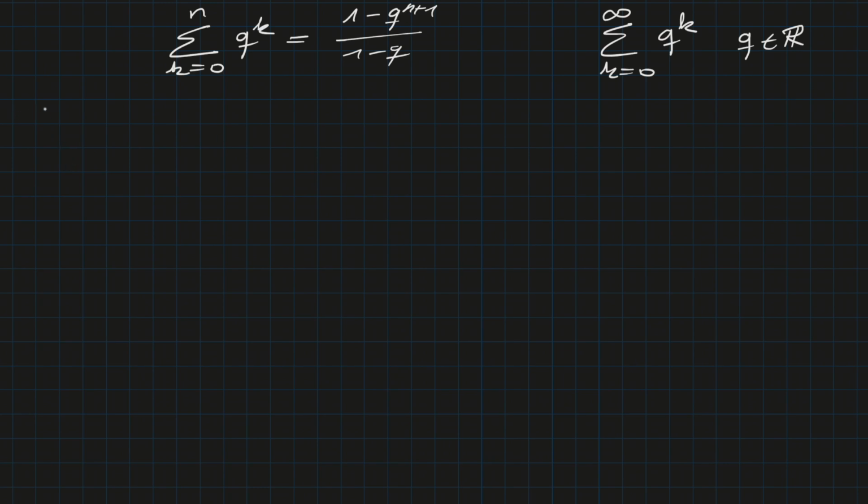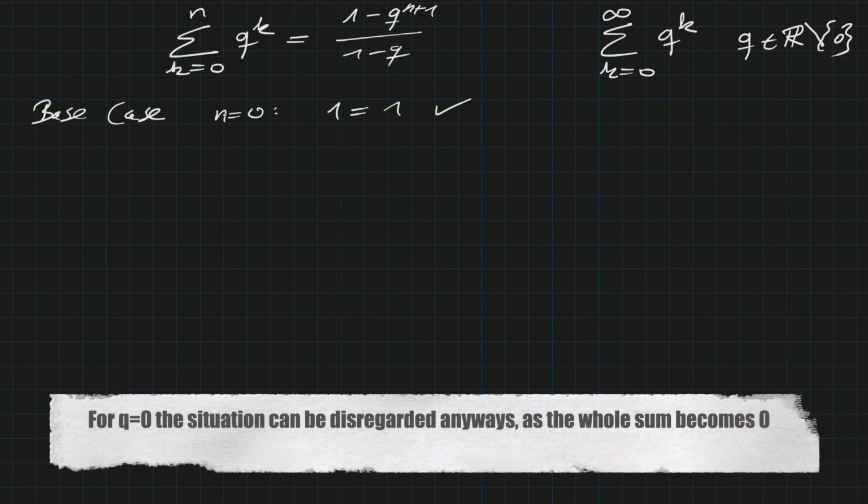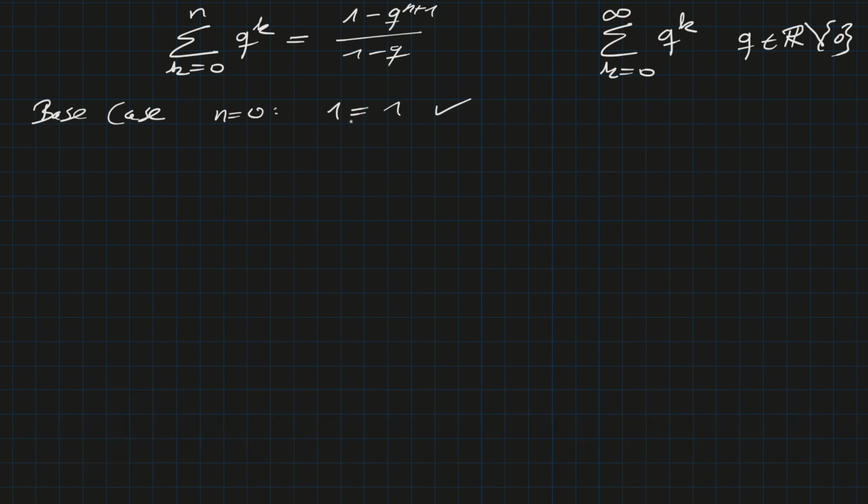Okay, so we are doing this by induction, and as usual we are looking into the base case first, where n is 0. And if n is 0, both sides are just 1. You have just one term here, taking the power of 0, and q to the power of 0 is always 1. So for the sake of this video, let's exclude 0 here. I don't want to bother with 0 to the power of 0, but yeah, the sum is 1 on both sides for every real number besides 0.